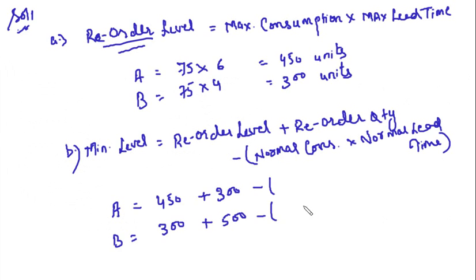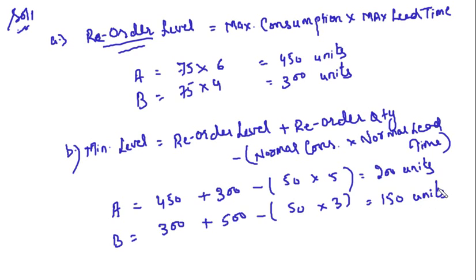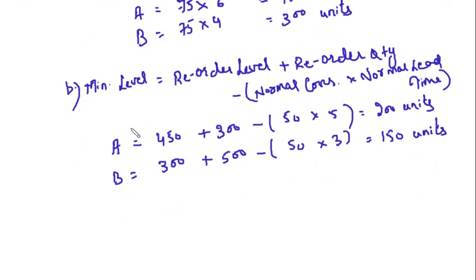So what I will do is, normal usage is 50 units. What is the normal period it takes for A? 5 weeks, and for B 3 weeks. Clear? So this comes to 200 units, and for B it comes to 150 units. Clear?